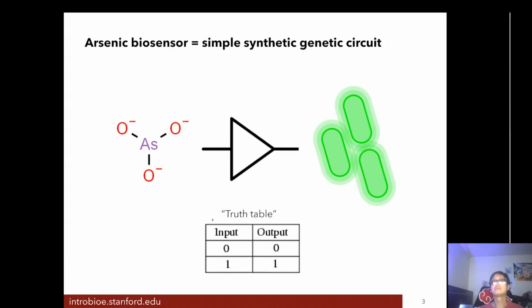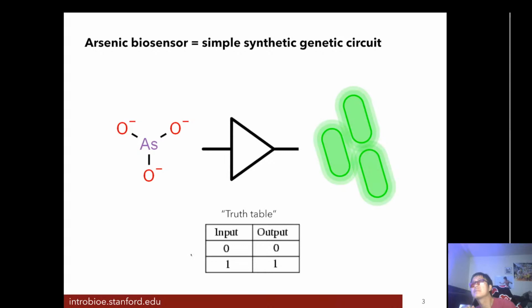In the case of the arsenic biosensor, the input is arsenic, and an input value of 0 denotes no arsenic present in the water that you're trying to measure arsenic concentration in. And an input value of 1 is a toxic level of arsenic in the water. Now, the output is expression of green fluorescent protein. So when there's no arsenic, you should also have no green fluorescent protein. But when there is arsenic present in the water, you should produce green fluorescent protein. So your output value should be 1 when your input value is 1.